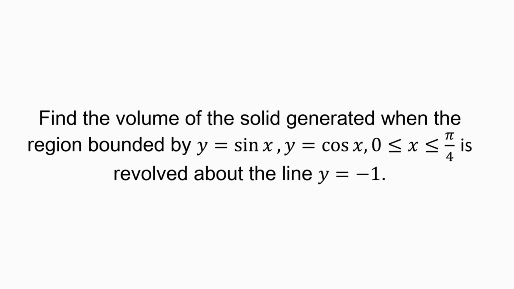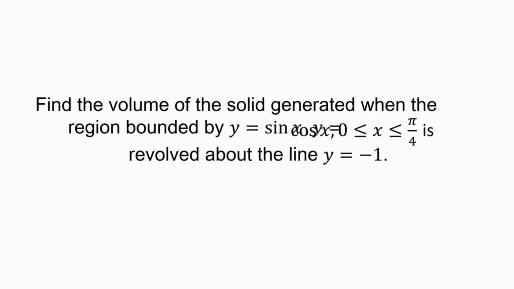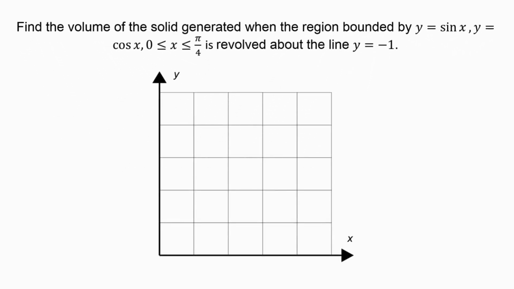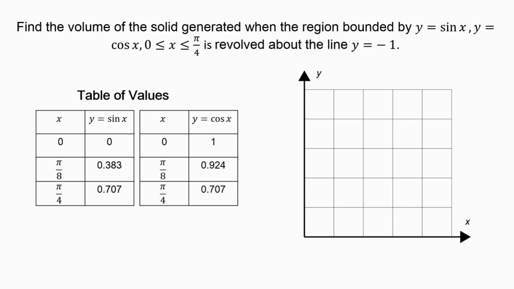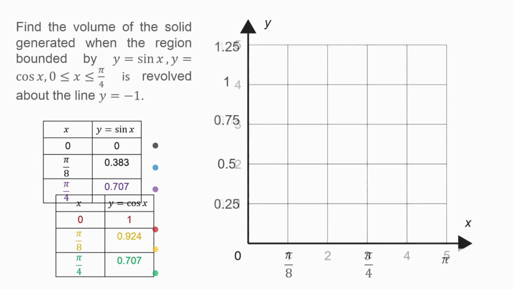Now let's start by constructing a table of values for y equals sine x. We select several values of x within the interval and calculate the corresponding values of sine x. These ordered pairs will help us plot the sine curve accurately. We do the same thing when we construct a table for y equals cosine x, using the same x values. This allows us to compare the two functions and identify the region enclosed between them.